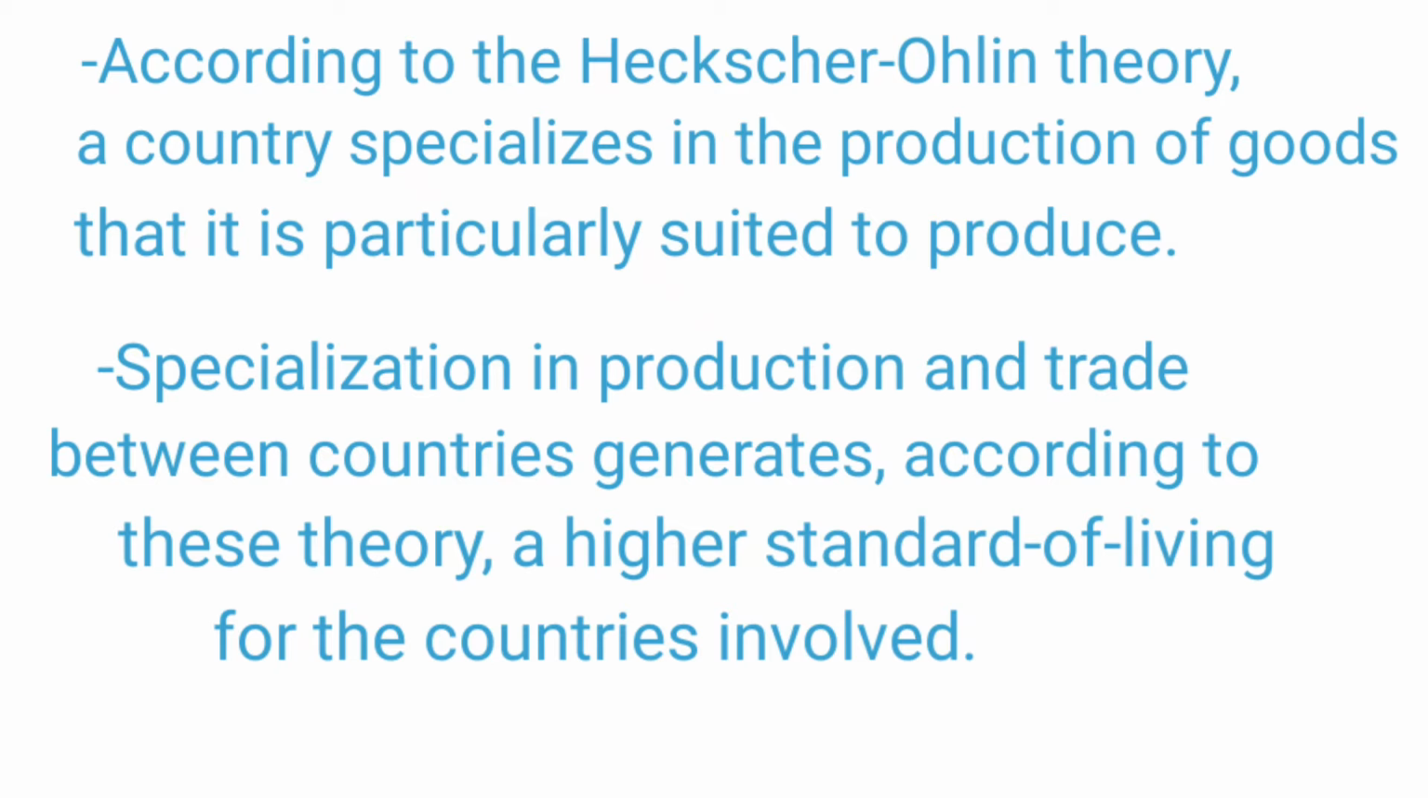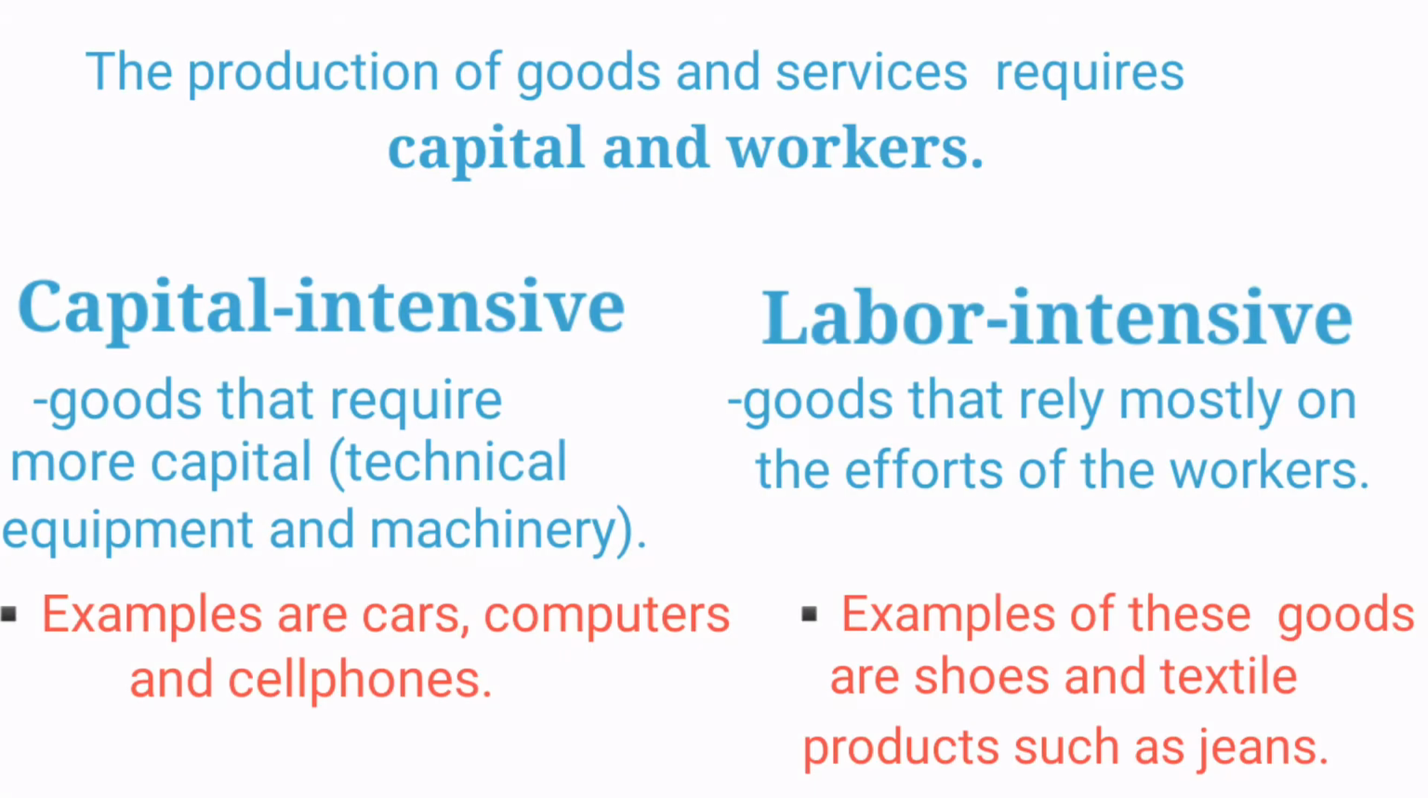Specialization in production and trade between countries generates, according to this theory, a higher standard of living for the countries involved. Now, let's talk first about capital and workers in the production of goods and services before we go deeper into the Heckscher-Ohlin trade theory.